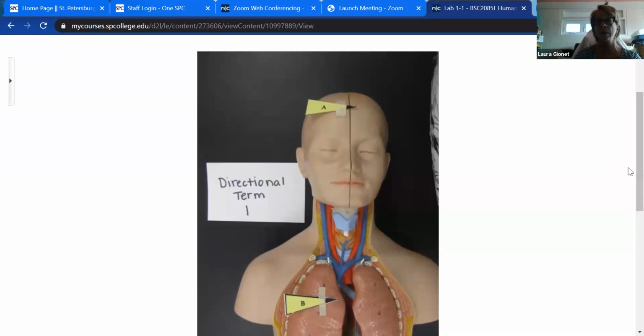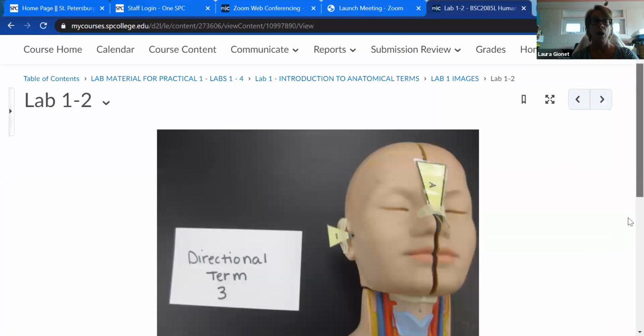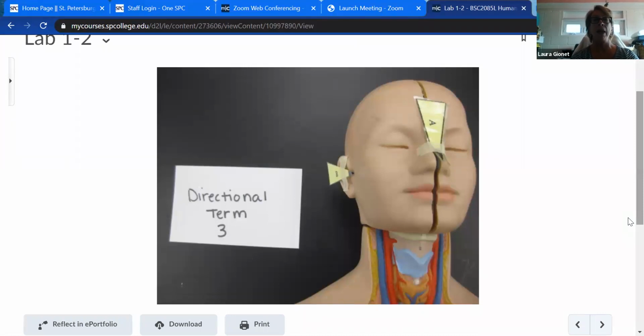Okay. Go to the next one. All right, so here we have an A and a B. Even though it's slightly anterior posterior, this is really medial lateral in this direction. So A is medial to B and B would be lateral to A. Medial, lateral.